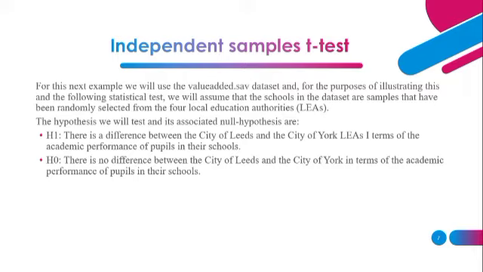The hypothesis we will test and its associated null hypothesis are: the first, H1, there is a difference between the city of Leeds and the city of York LEAs in terms of the academic performance of pupils in their schools. Second, H0, there is no difference between the city of Leeds and the city of York in terms of the academic performance of pupils in their schools.